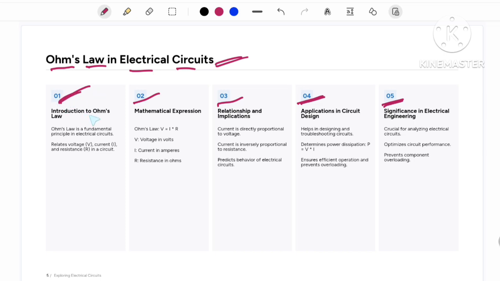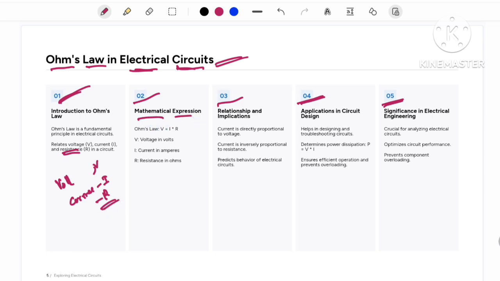The first point, introduction to Ohm's law. Ohm's law is a fundamental principle of the electrical circuit, right? It relates voltage, current, and resistance in a circuit, right? So here voltage is represented by V, and the current is represented by I, and resistance is represented by R, right?